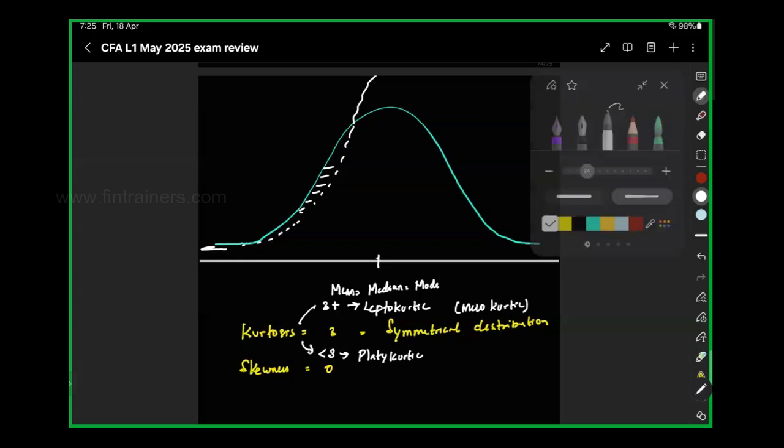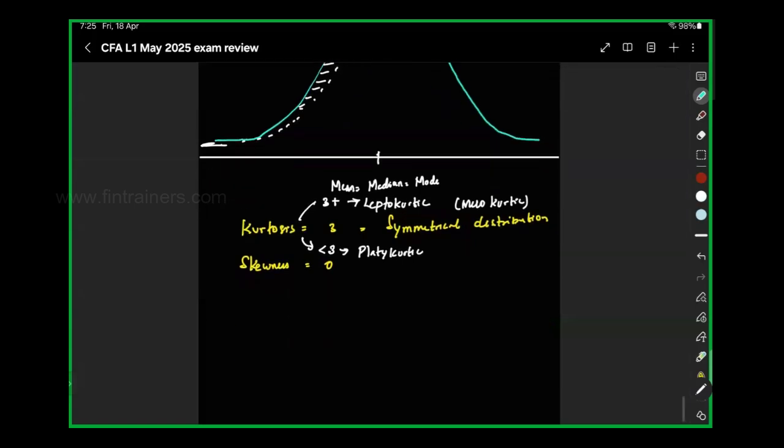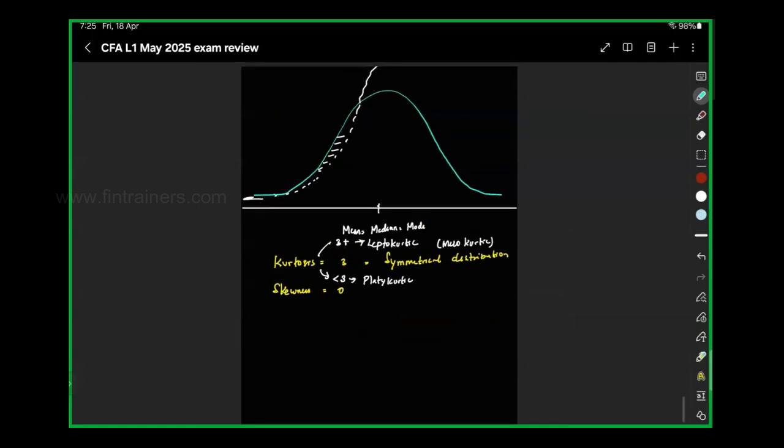Now, if people find this 3 a little bit strange, you can subtract the 3 from the kurtosis computation. The kurtosis and skewness computation is unlikely to be asked, as we don't have a calculator function for it. It's a slightly lengthy calculation, and so in my review, I'm not going to focus on that. That's not a high priority. What you need to understand is the concept of what kurtosis is.